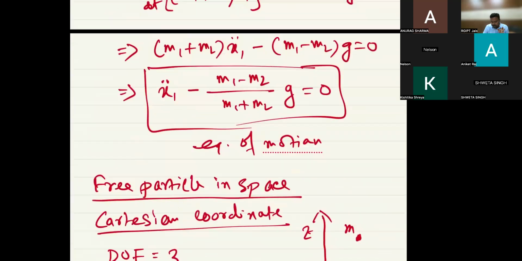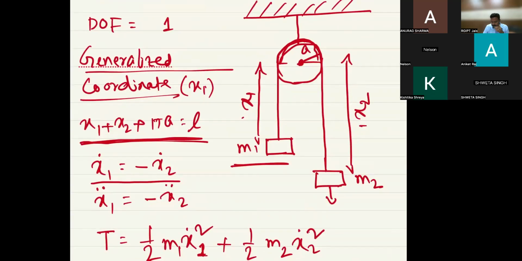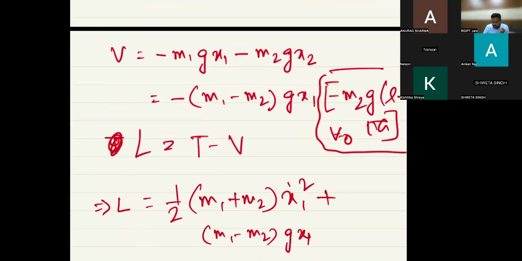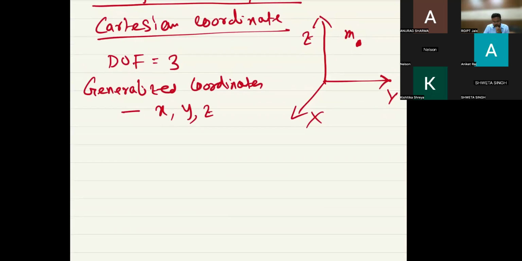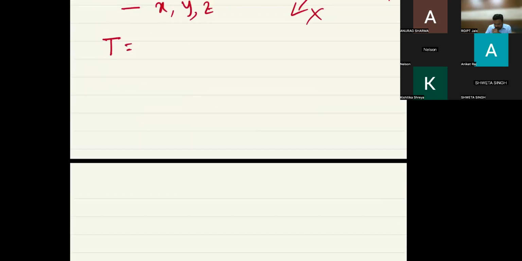Like in the case of these two masses hanging from this, you can see x1 or x2, so only one of them is independent. That's why it is one. In this case, x, y, z themselves are the generalized coordinates. And what will be the kinetic energy in this case? Kinetic energy of the particle.